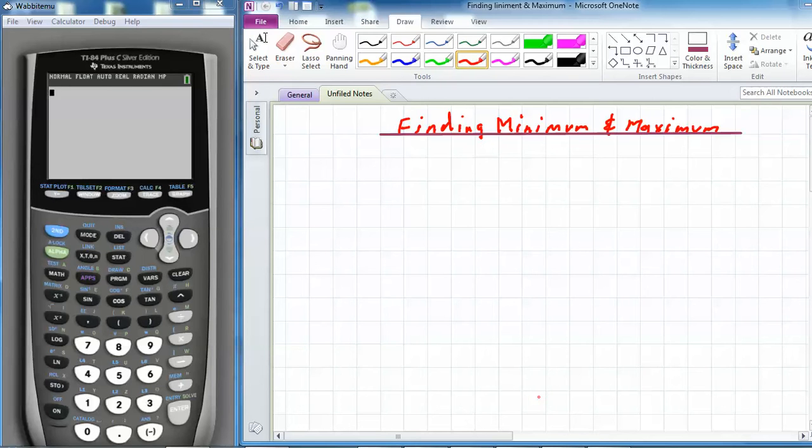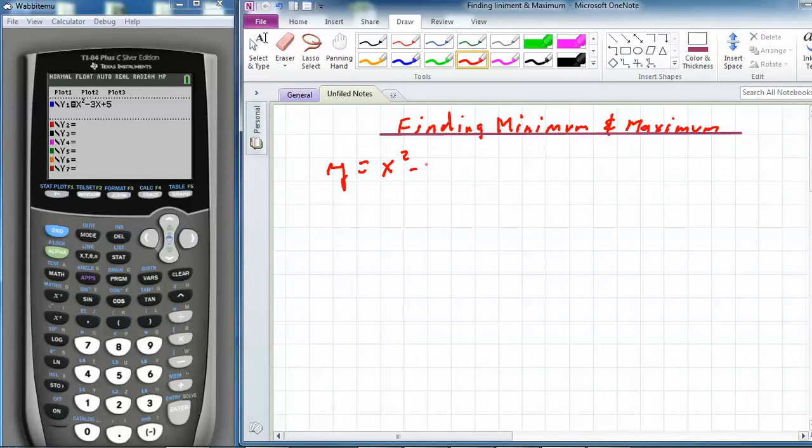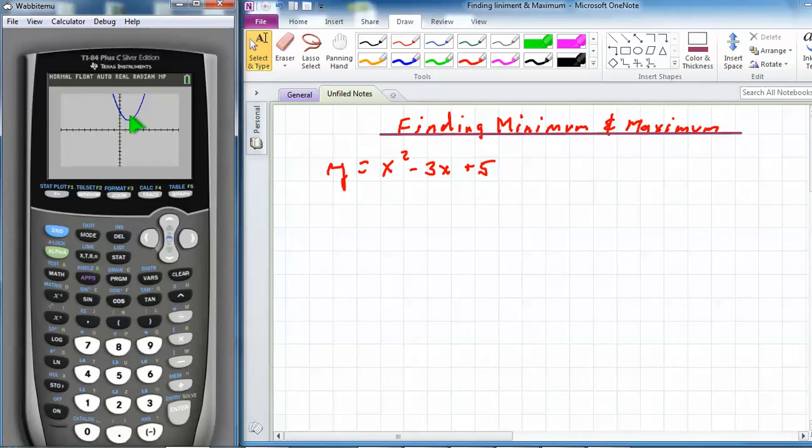Okay, let's clear this. Let's look at the graph y equals x squared minus 3x plus 5. We haven't graphed quadratics yet, but this is a parabola. If I look at my graph, I see my parabola goes like this. The minimum value of this function occurs right here. I want to know what the y value of that function is.